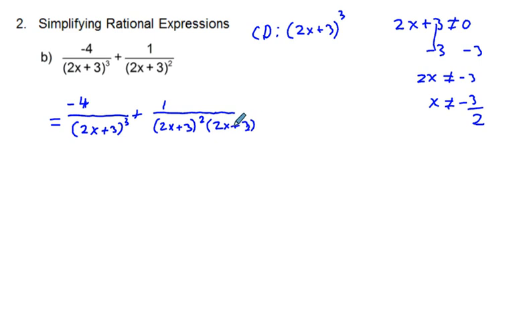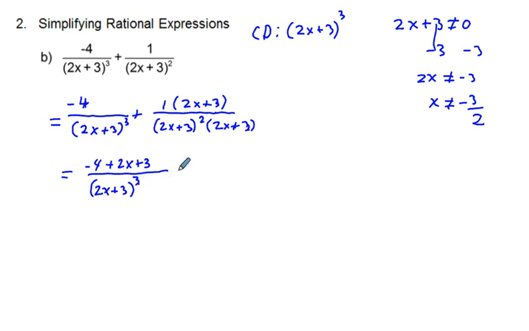Okay, so and what we have to do in the numerator here, we have to also multiply by 2x plus 3. So what we have here is negative 4 plus 2x plus 3. And this is all over our common denominator of quantity 2x plus 3 cubed.